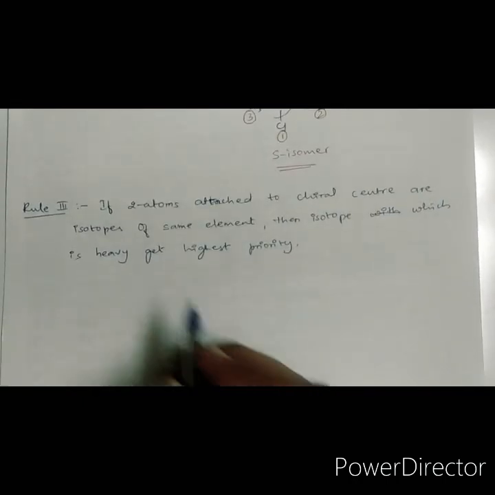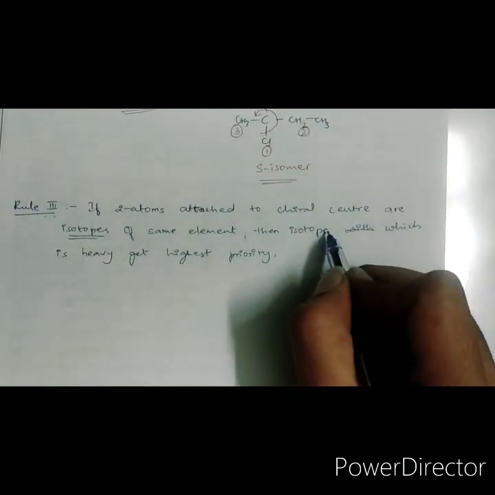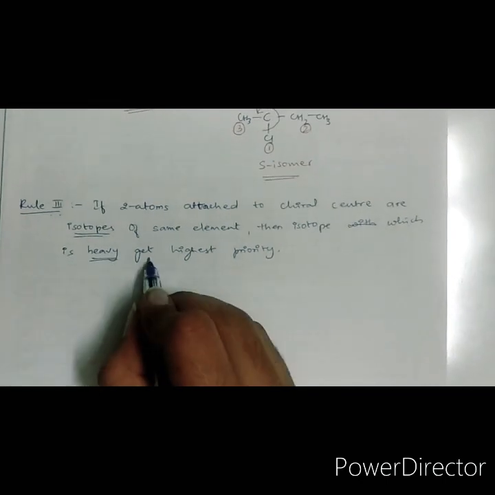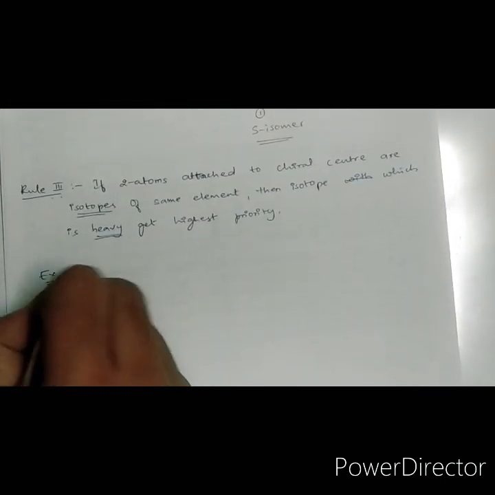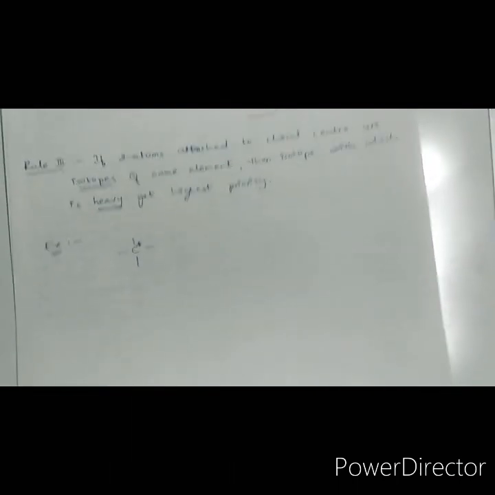So now dealing with the third rule. What is this third rule? If the atoms attached to the chiral center are isotopes of the same element, then the isotope which is heavy gets the high priority. So let us see the example. Again, this is a chiral center. So we have to define.